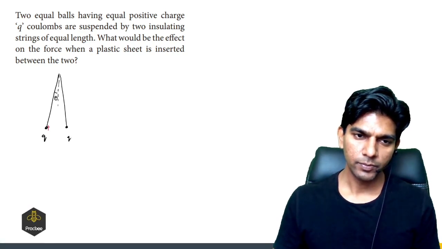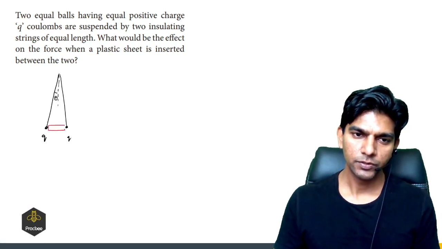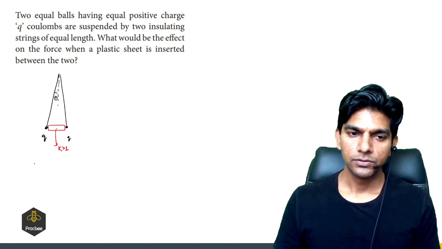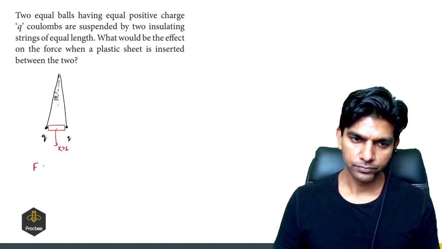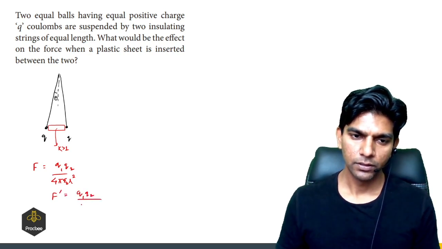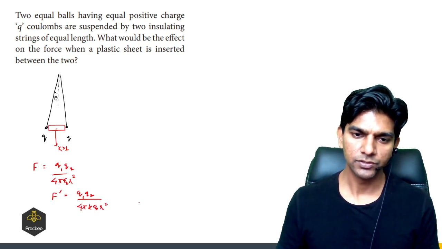If we insert a plastic sheet in between, what would happen due to this plastic sheet? Plastic has a dielectric constant which is greater than 1. So the Coulomb repulsion, which is Q1 Q2 upon 4 pi epsilon naught R square, will become, that is, the new force will become Q1 Q2 upon 4 pi K epsilon naught R square.